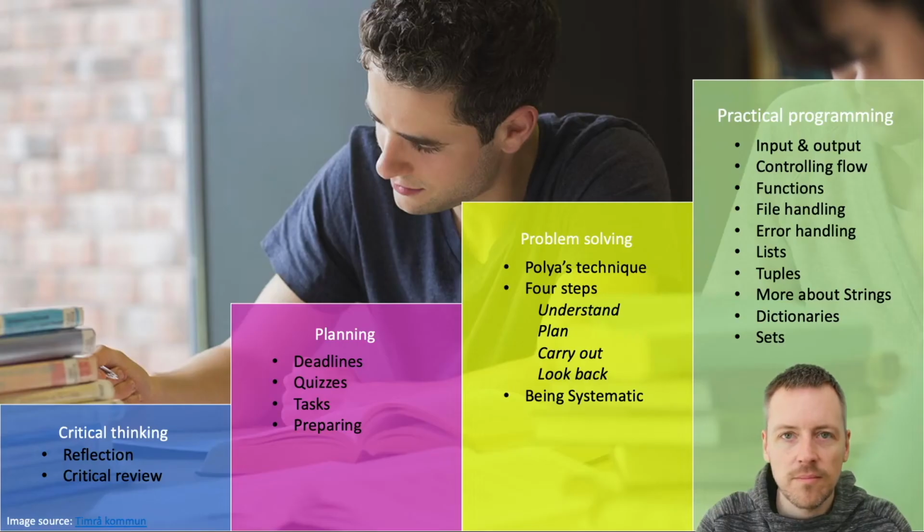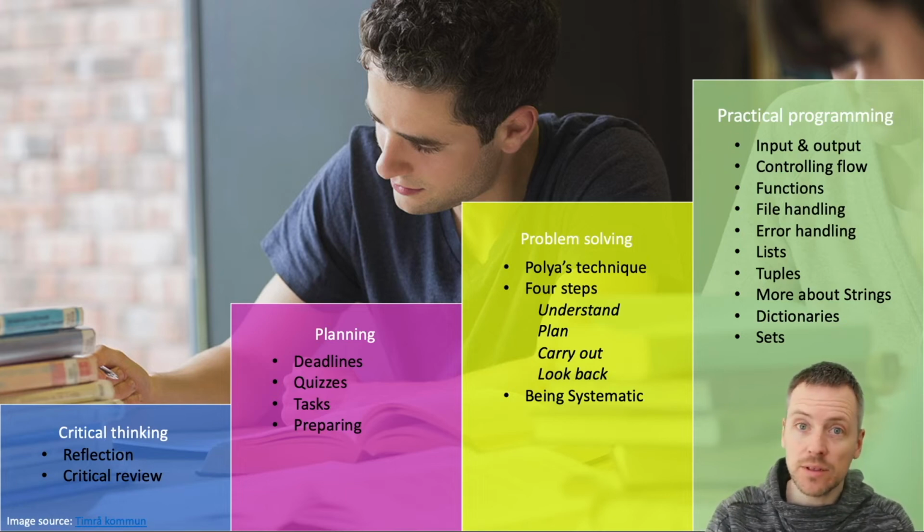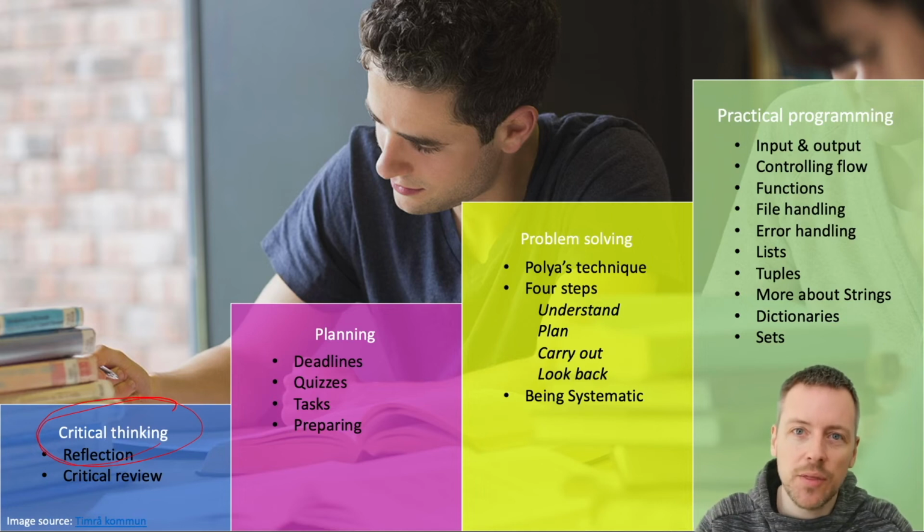In this course, there are 4 areas or pillars that we will work with, and we can see them here on the screen. And if we start from the bottom, we have critical thinking. And we have to learn to reflect on what we are doing, what we are about to do, and we have to learn to critically review.